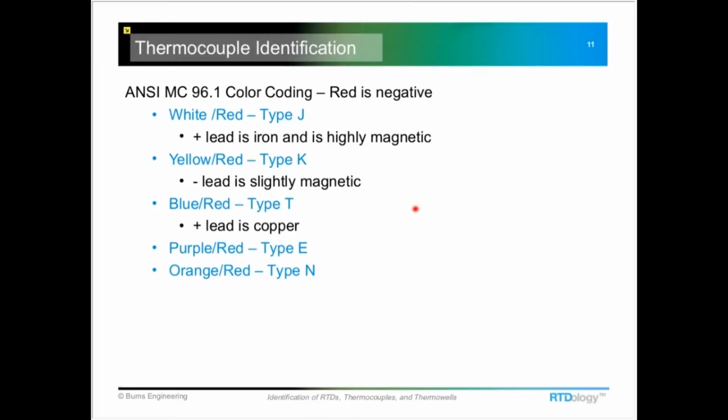With the type T thermocouples, you can't really use the magnetic trick, but one of the leads is copper, so it's going to have a very clear appearance that it's a copper lead, and the other one is going to be silver colored. And those color codes are blue and red. The type E is purple and red, and then type N is orange and red. The type N is going to be very similar to the type K. You're going to have just a very slight magnetism there, and that color code is orange and red.